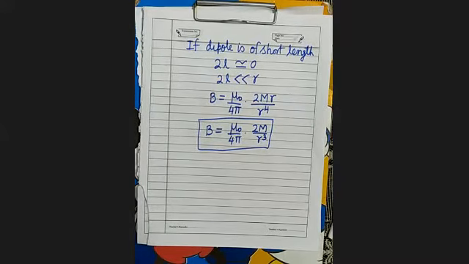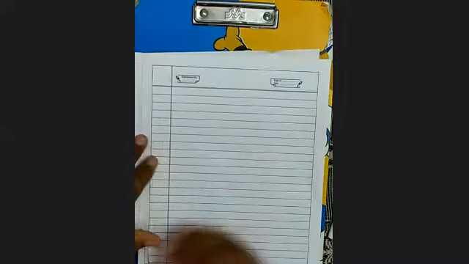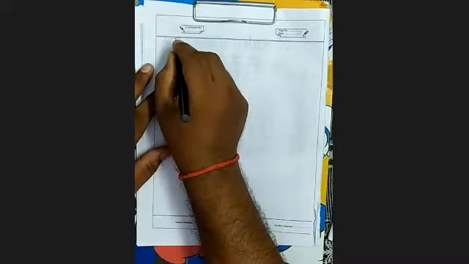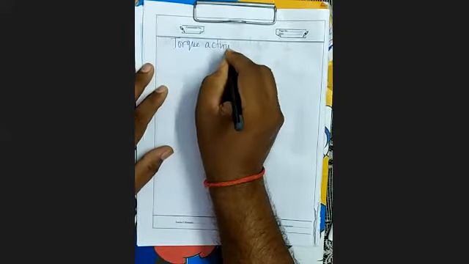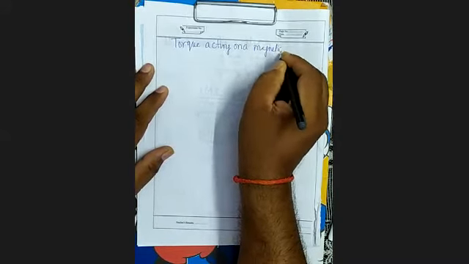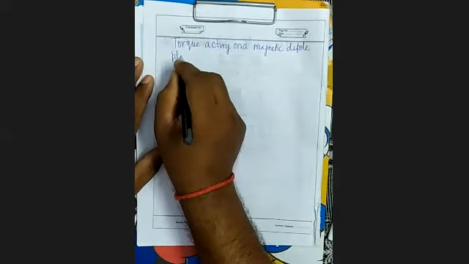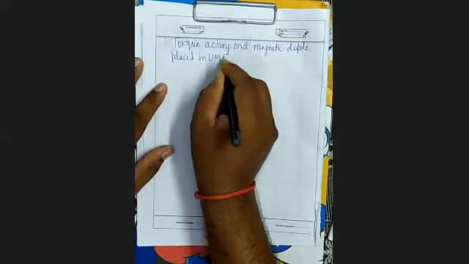Now you see here, torque acting on a magnetic dipole placed in a uniform magnetic field. What will be the torque? Torque acting on a magnetic dipole placed in a uniform magnetic field. How much torque will act?